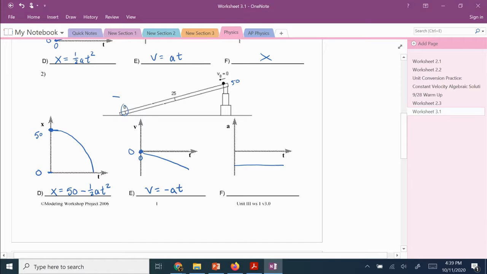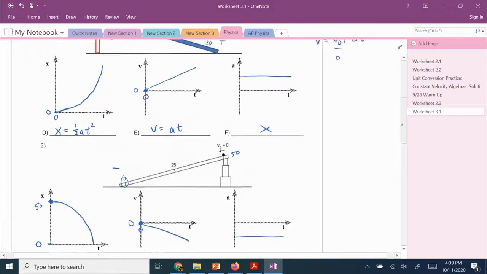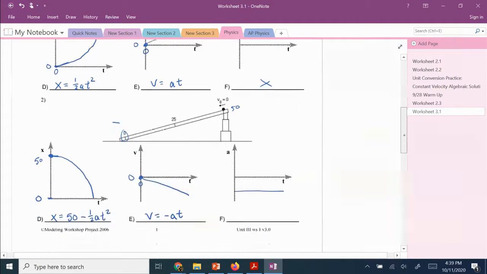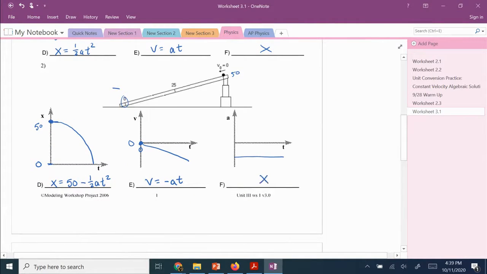This one is going to end up being that because we go back to this kinematic equation. Again, our initial velocity is 0. Our acceleration is negative. So there you go. And again, I'm going to leave part F off.